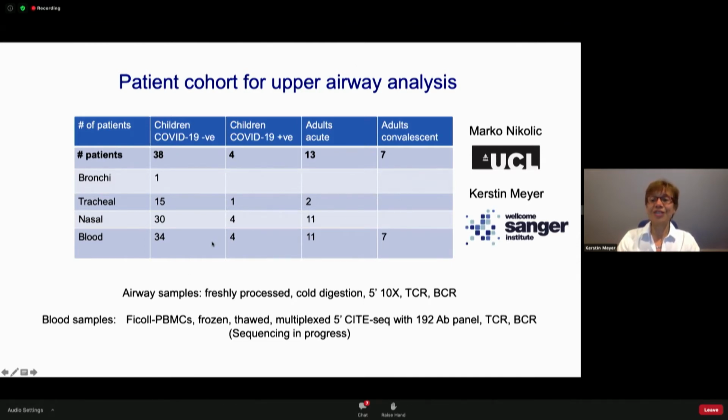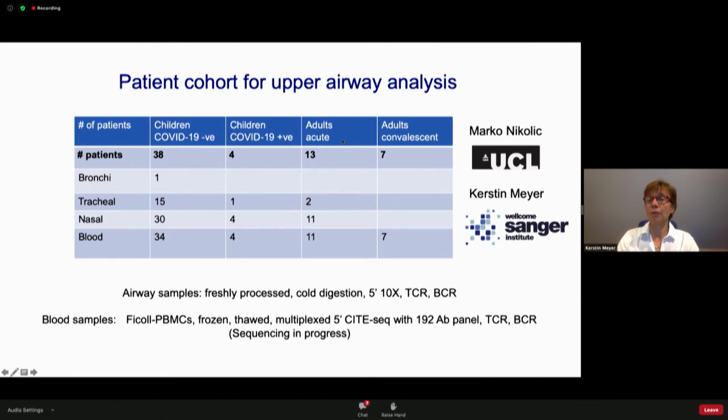Of course, we set out to initially collect about the same number of COVID positive and negative cases, but by the time all our labs were ready to go, the pandemic was actually beginning to come to an end, at least the first wave. But we then continued to collect COVID negative children, and now have a cohort of 38 children where we have a large number of nasal and blood samples, slightly fewer tracheals. And we also have 4 COVID positive children that actually cover different age groups quite well.